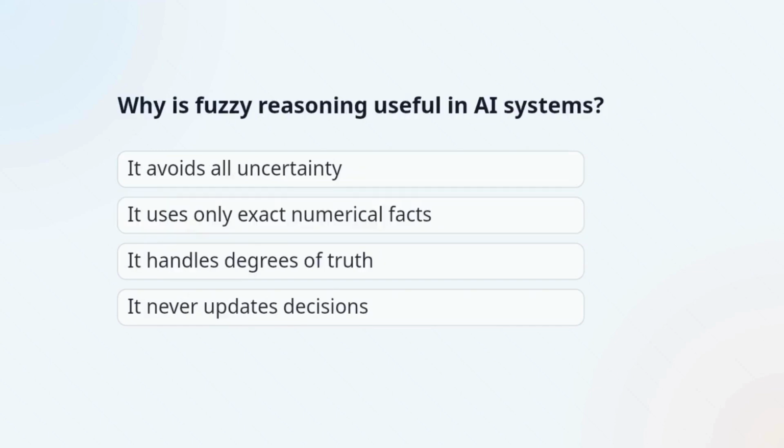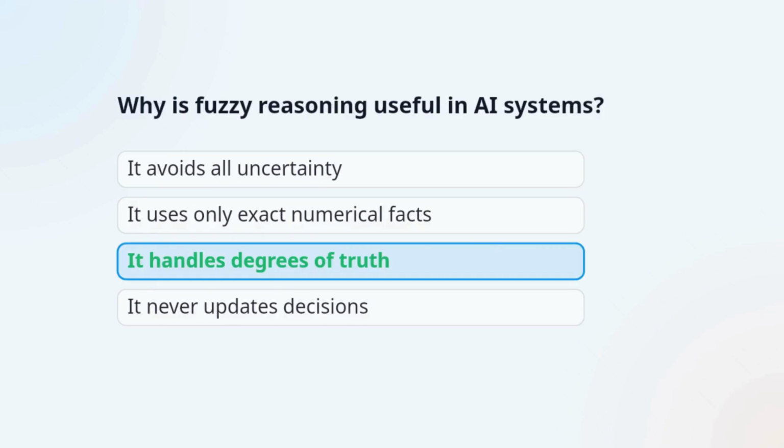Question 3. Why is fuzzy reasoning useful in AI systems? The correct answer is it handles degrees of truth. Fuzzy reasoning is designed for vague or incomplete situations where truth can be partial rather than absolute.